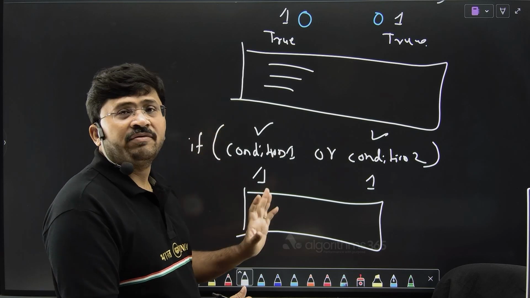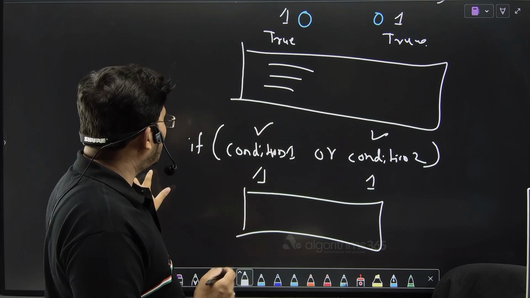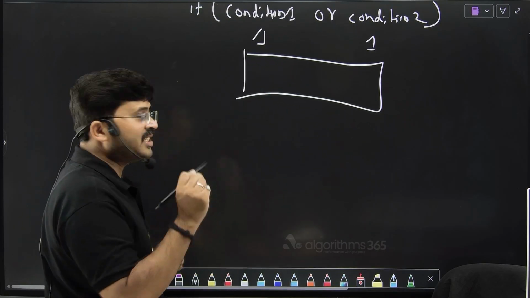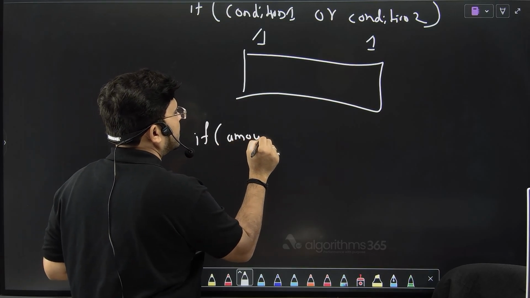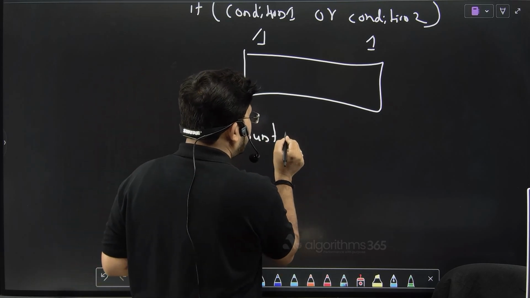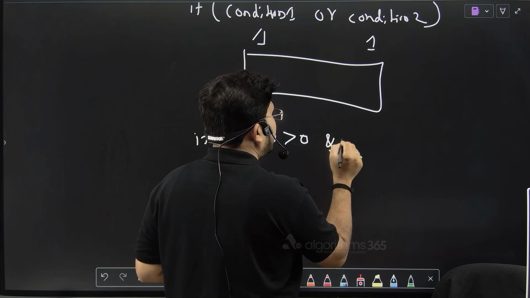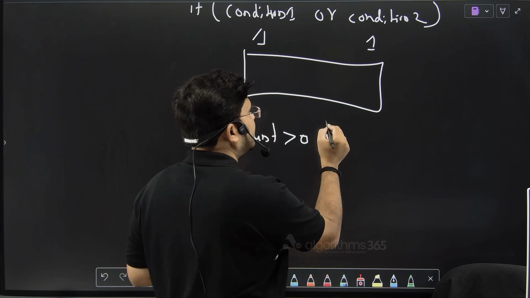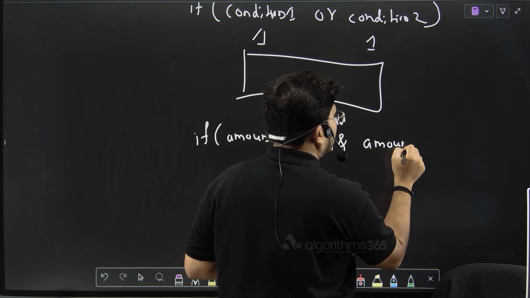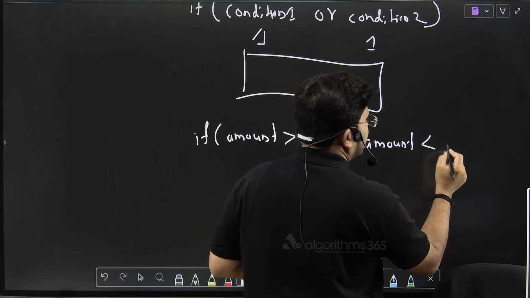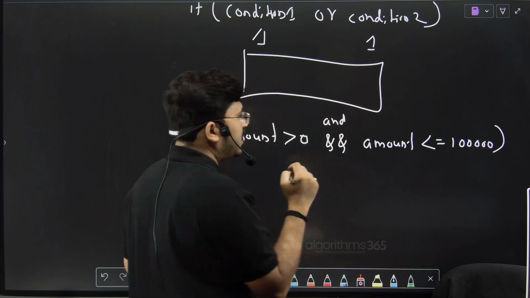So in real life, when you are developing software, there are many places where you need to write code this way. Now in that UPI example, how would they have written the condition? They will write it like this: if amount is greater than 0, and in other languages they would write it like this. In Python, you can write and, right? And then amount less than or equal to 100,000. So this is how they would have written the code.